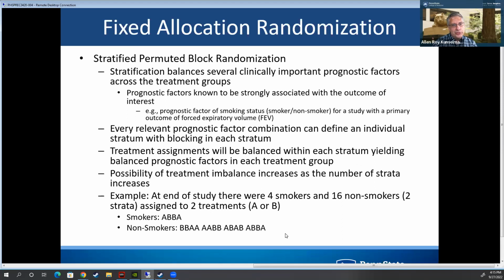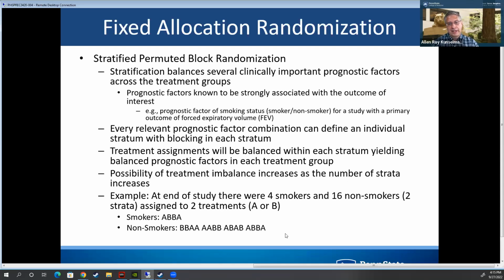So the next twist on this is to do a stratified permuted block randomization. What stratification does is it balances several clinically important prognostic factors across your treatment groups. And prognostic factors are things that are known to be strongly associated with the outcome of interest. So for example, let's say our primary outcome in a study was forced expiratory volume, or FEV1, and you're looking at 2 treatments, a placebo and a drug that would help you increase your FEV1. Well, a prognostic factor, or potential confounder, you could say, could be smoking status. Was a person a smoker or non-smoker? Because that would have a direct effect on their FEV1 values.